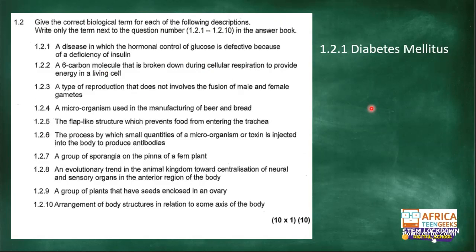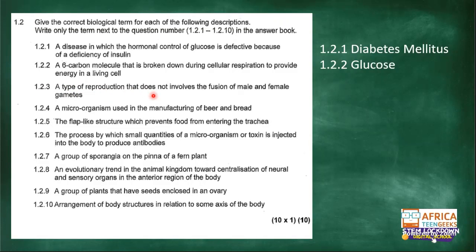Okay, if it's silent, I'm assuming it's because you do not know. It is glucose. Glucose has 6 carbons in its structure, right? You'll remember that. And another hint is that you find glucose in the process of cellular respiration where it is broken down to provide energy in a living cell. So we get the energy from the glucose.